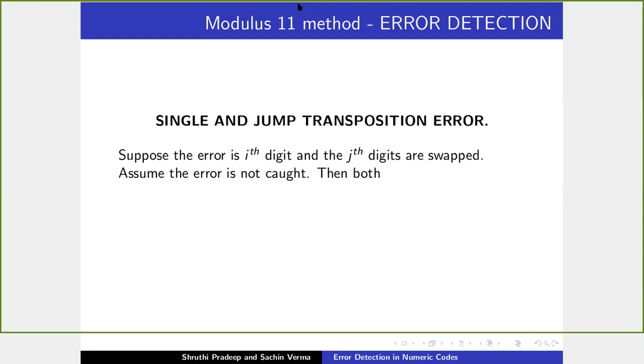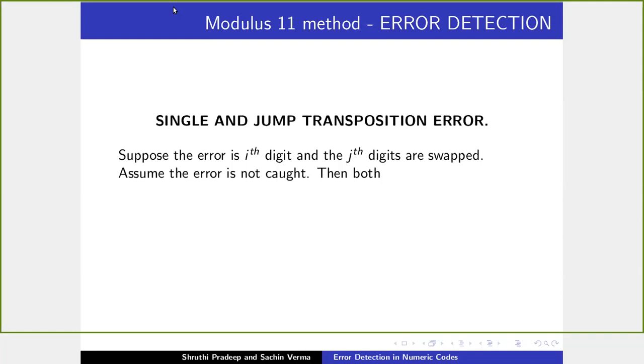Suppose 7, 5 in the series is being replaced by 5, 7. That's just a single transposition. And jump transposition: if you have 6, 7, 5 and I write it as 5, 7, 6. So it is basically swapping of positions. Suppose the ith digit is being swapped with the jth digit. I'm now telling it to you in general. I'll take the case towards the end for both single and jump.